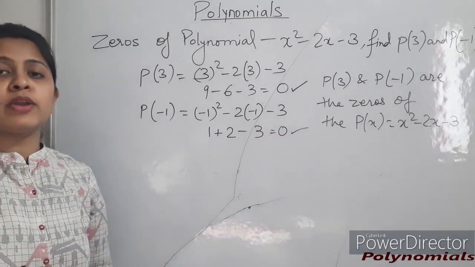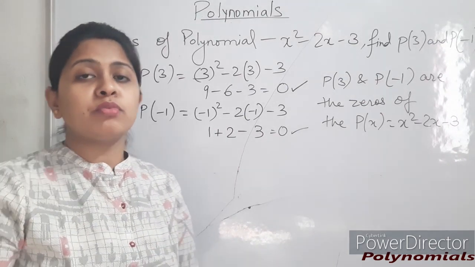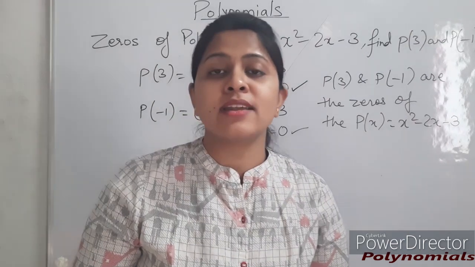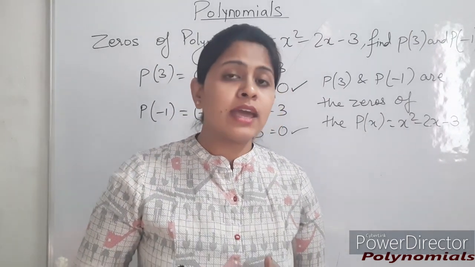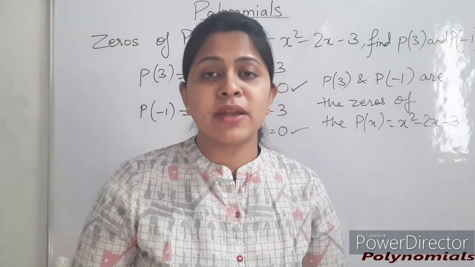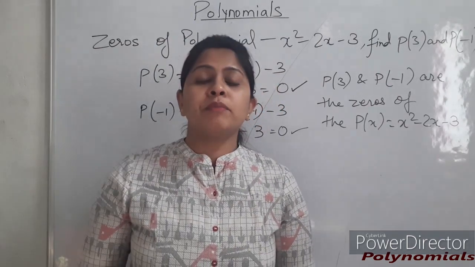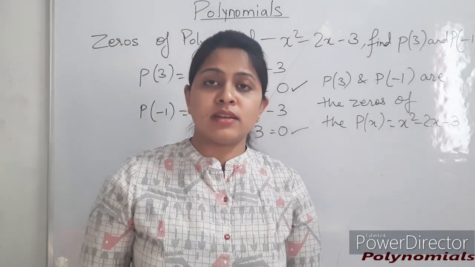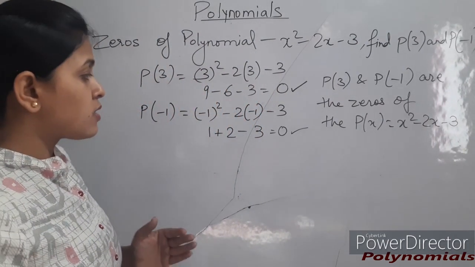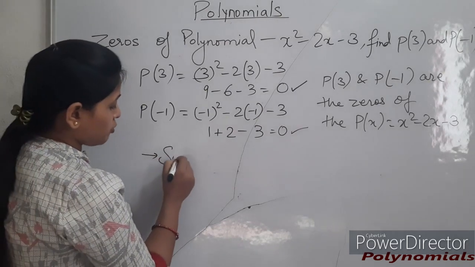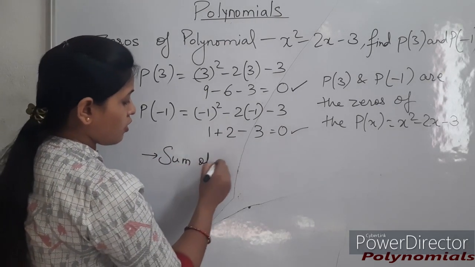After zeros of polynomial, there is an important point: the relation between the zeros and the coefficients. In your book, in your R.S. Agarwal book also, it is very well explained what the relation between the zeros and the coefficients of the polynomial is. So in short, I am just writing the point: the sum of zeros.